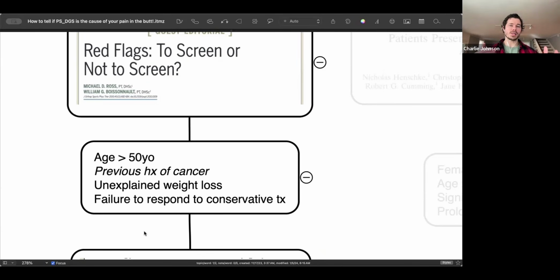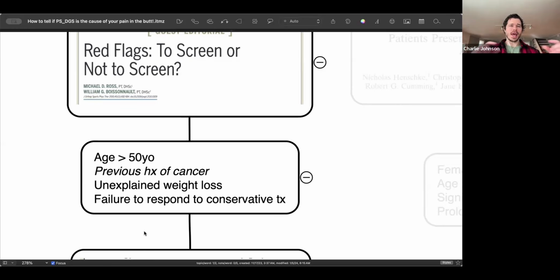Do you have a previous history of cancer? Having a previous history of cancer shifts the probability that cancer is the cause of your back, butt, or sciatic problem greater than any of these other things, right? You have unexplained weight loss, losing weight for no reason. Have you not responded to other natural or conservative treatments?